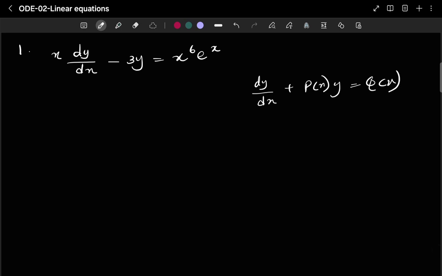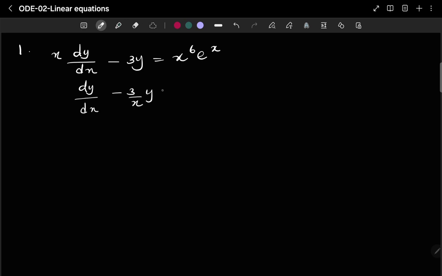In the article I have provided what the integrating factor is, how to determine it, and the steps of doing these types of equations. So now I'll show you how to do this question. We have x dy by dx minus 3y equals x to the power 6 e^x. For this type of equation, first we need to divide the whole equation by x. So we get dy by dx minus 3 over x y equals x to the power 5 e^x.